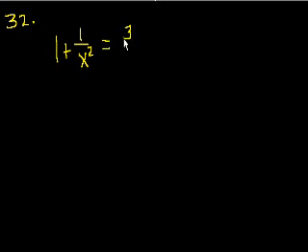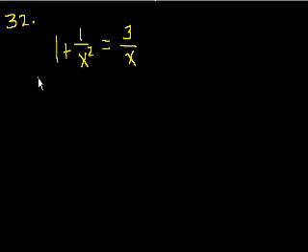We're on problem 32. What are the solutions to the equation 1 plus 1 over x squared is equal to 3 over x? So at first this looks like a pretty daunting equation. You have these x's in the denominator and x squared in the denominator. But I think we can simplify it if we can just get rid of these x squareds in the denominator.